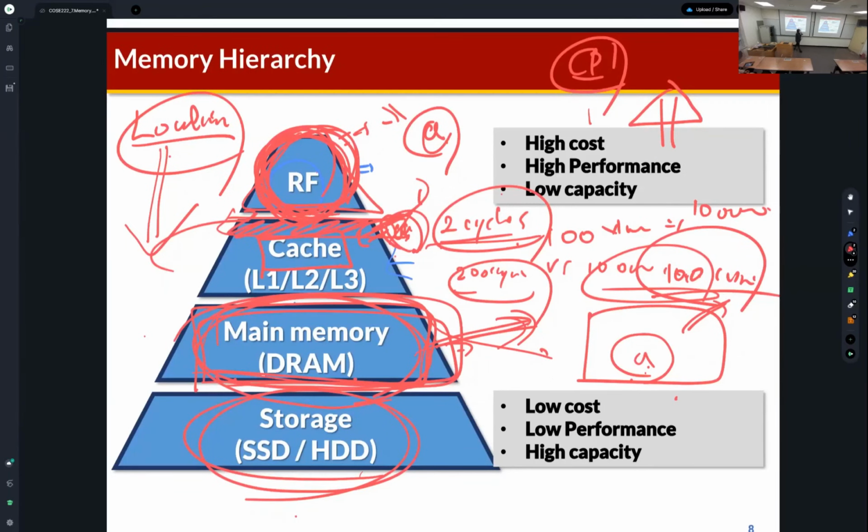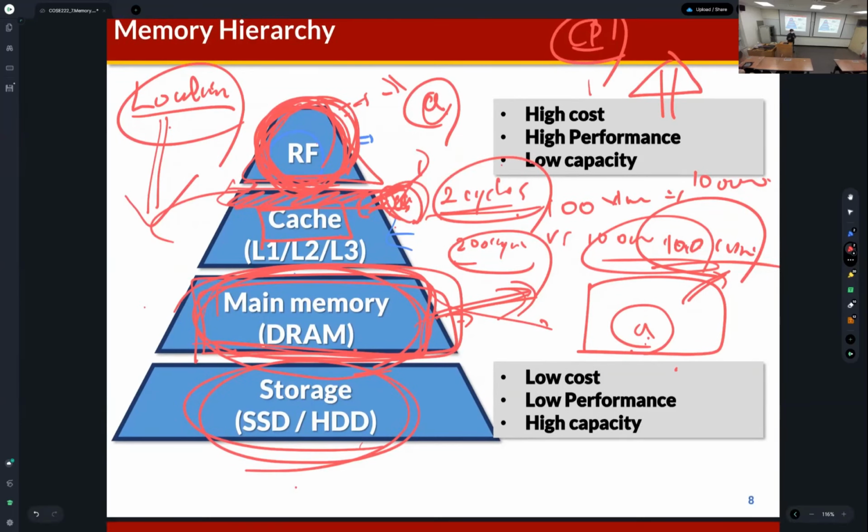So as I mentioned, we cannot use the perfect memory. Perfect memory means the size is very large, the performance is very good, and also the cost is very low. That is a property of perfect memory. But we do not live in a perfect world, so we cannot use the ideal memory.